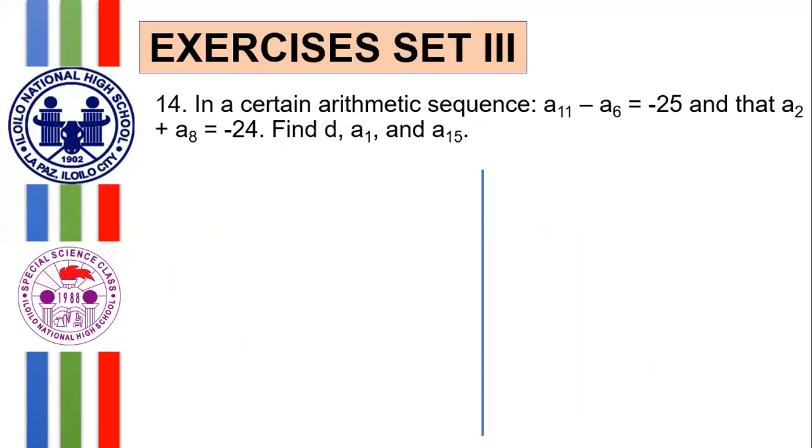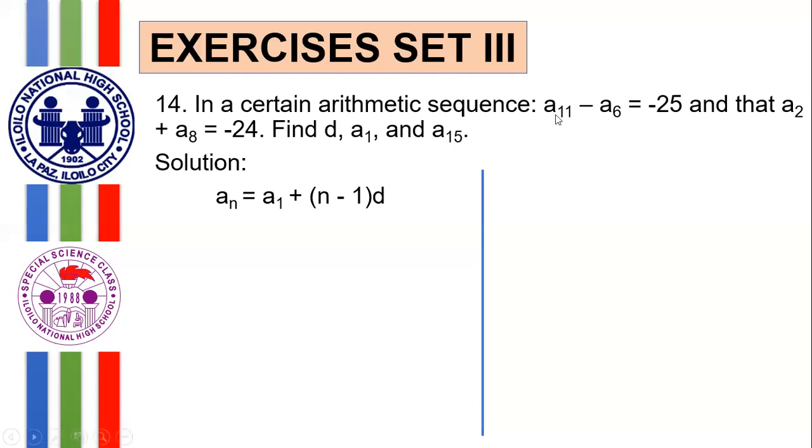Now, for this one, earlier in number 13 it was plus, but right now it's minus. So the process might be something similar. For the solution, we will still utilize the explicit form of the arithmetic sequence, a sub n equals a sub 1 plus n minus 1 times d.